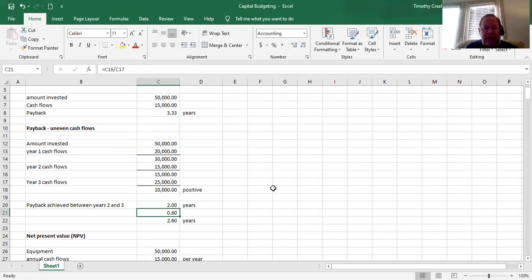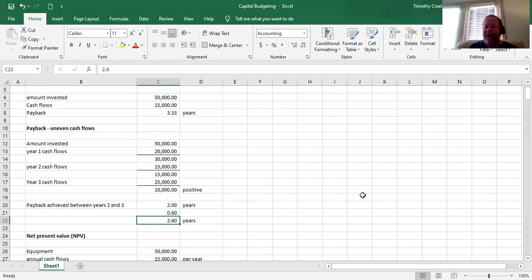And what we would do is divide how much came in year three by what was left to cover. And in this case, we get 0.6. And so we add them together, and it would take us 2.6 years to achieve payback based on these numbers. So 2.6 years to achieve payback based on this information.